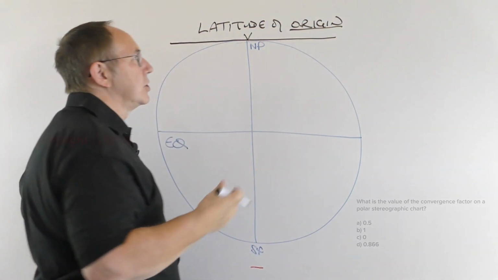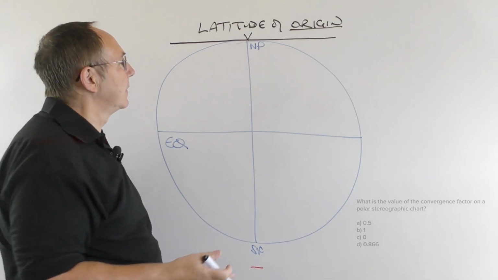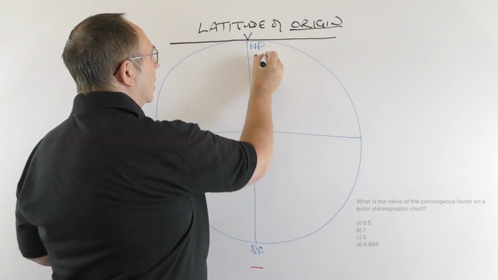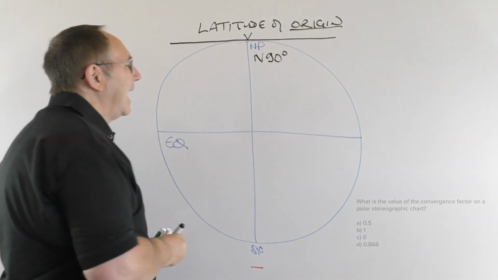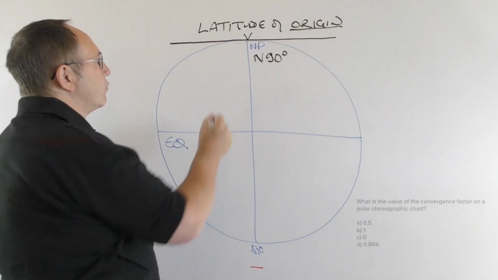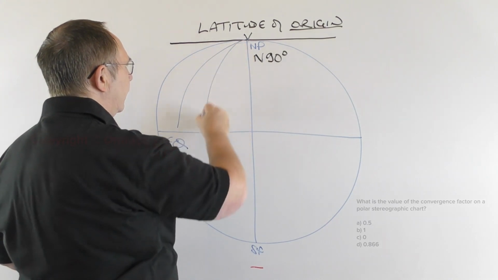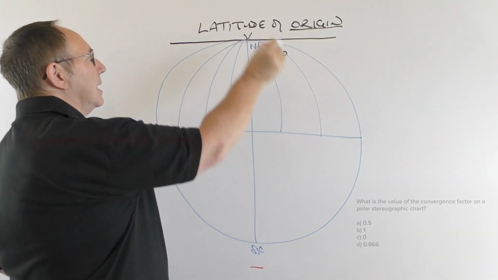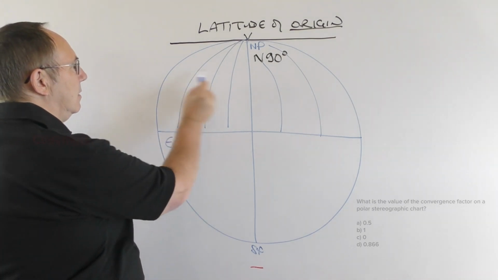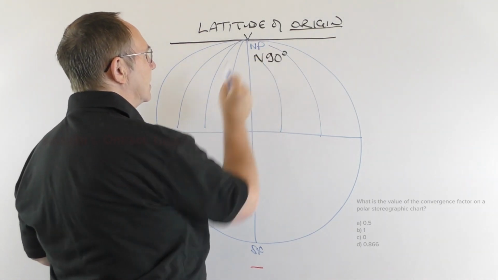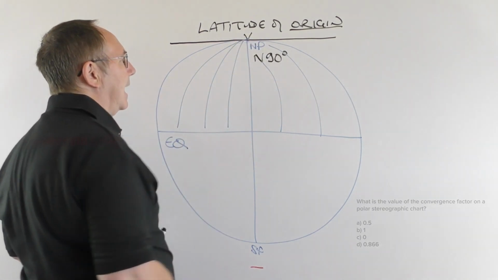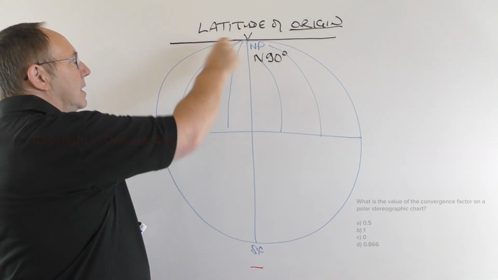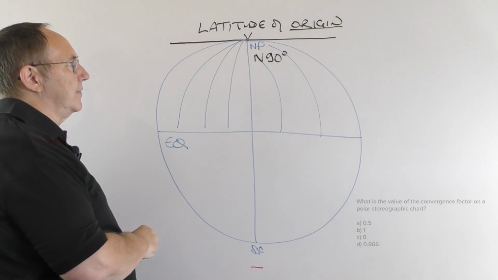The latitude of origin varies on different chart types. So in this case, it's the North Pole or North 90. At that point, the meridians on the Earth converge at the same rate as the meridians on the chart. Here you can see there's no contact between the Earth and the chart. The contact is made at the latitude of origin. So it is this point that defines the convergence factor.